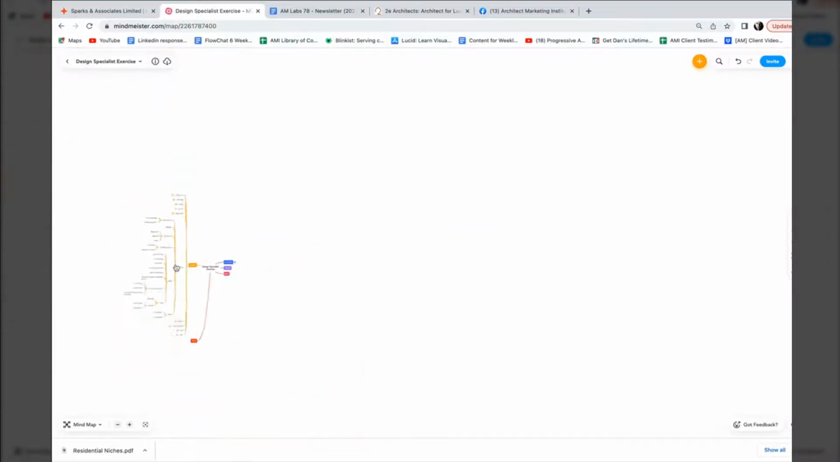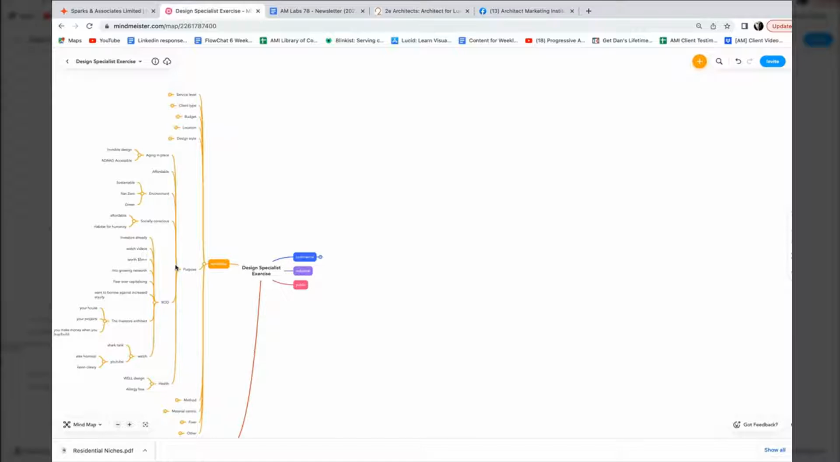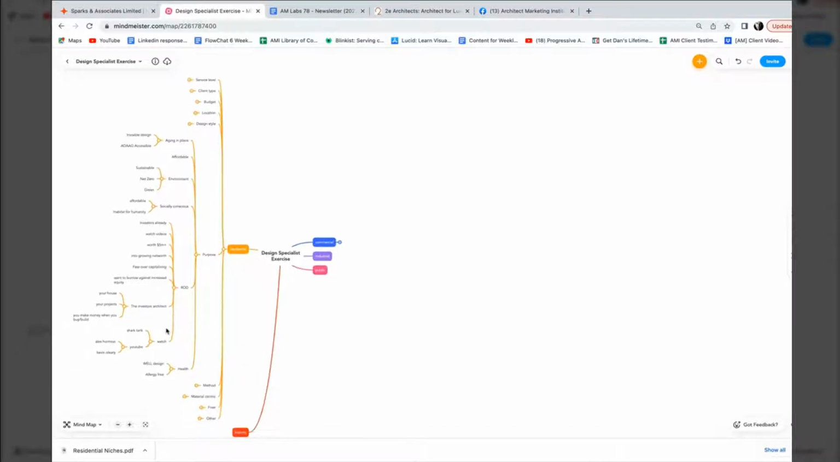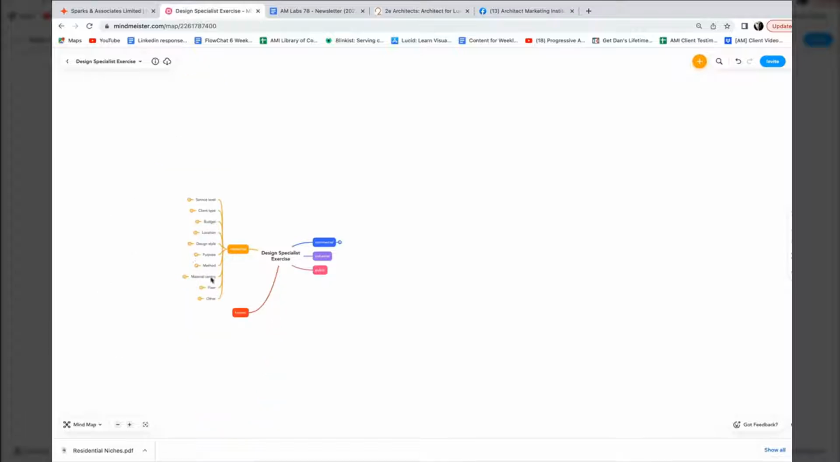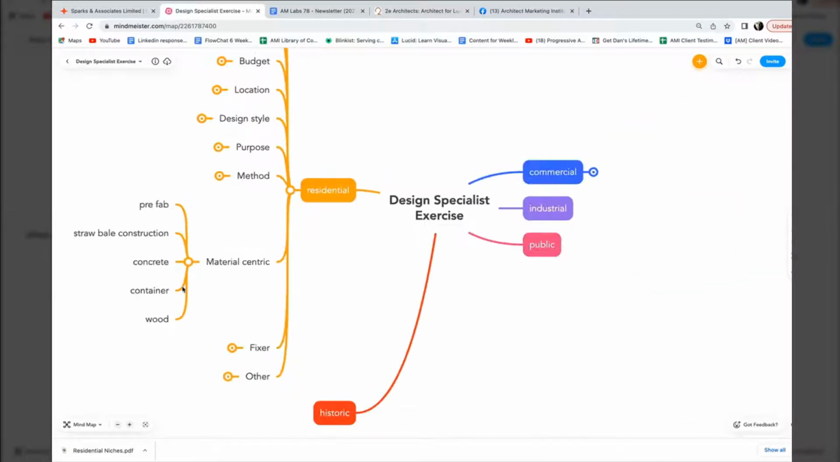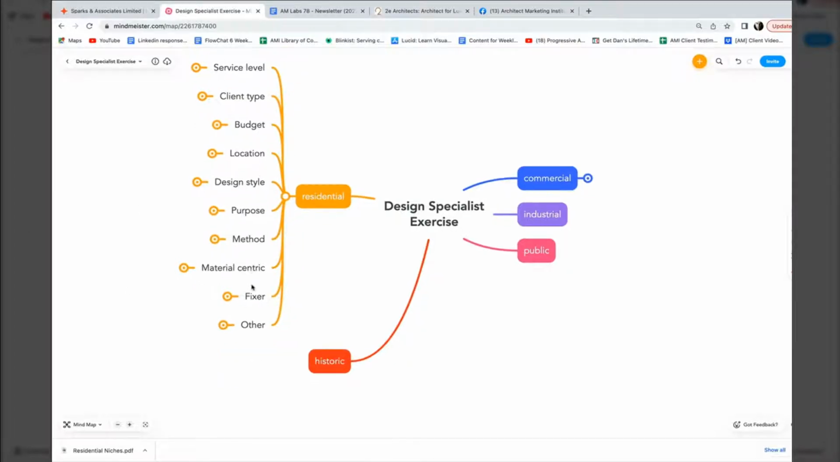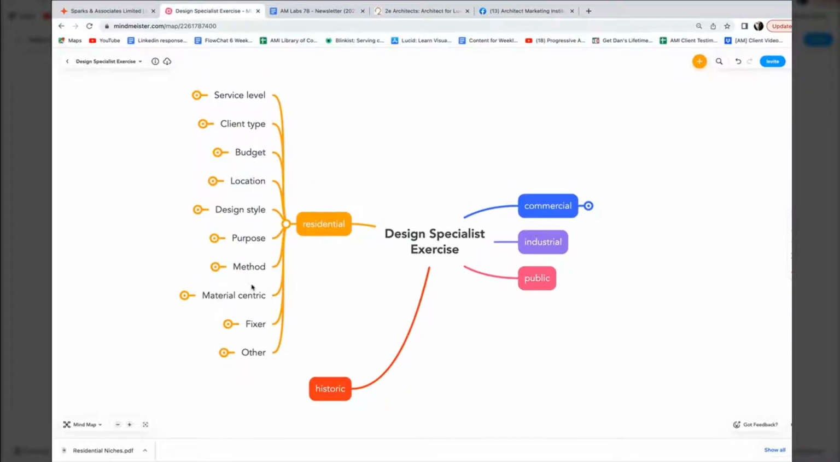The purpose is an interesting one. Aging in place, affordable housing environment. We're looking after the environment, socially conscious. Return on design. That's a good one. Health. Focused on health. Material centric. So some people would go prefab, straw bale construction, concrete, containers, wood. Could go that way. You don't have to go any of these ways. These are not the ways to niche. These are just ways you can do it.